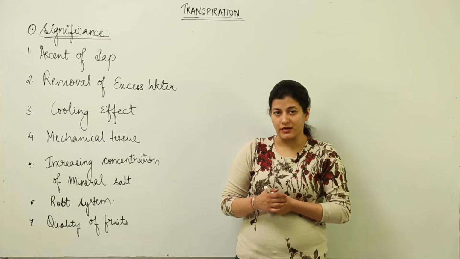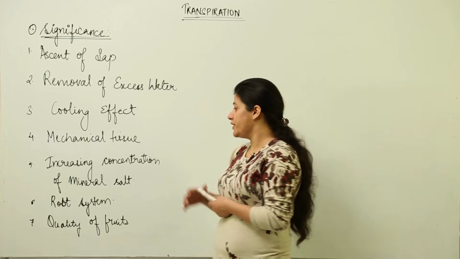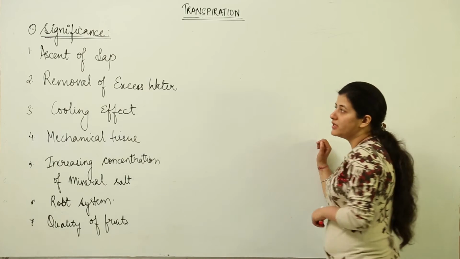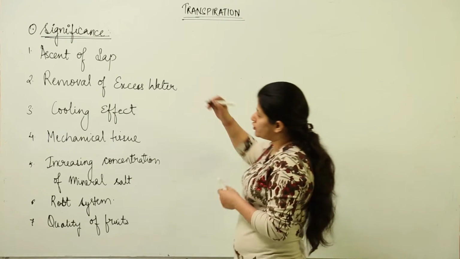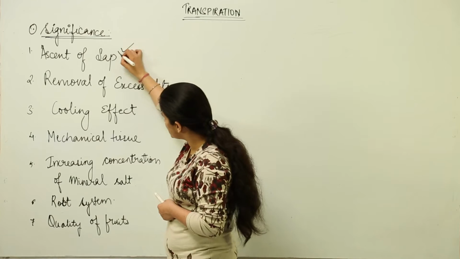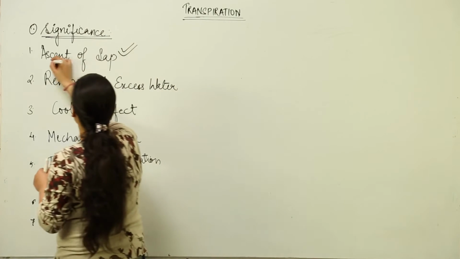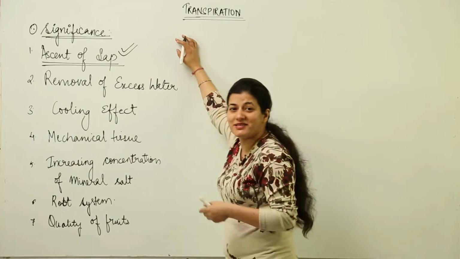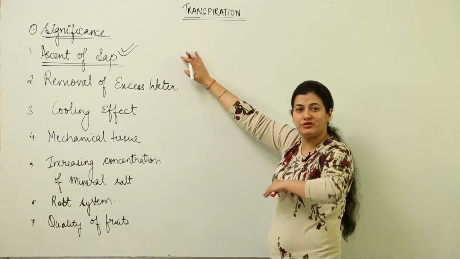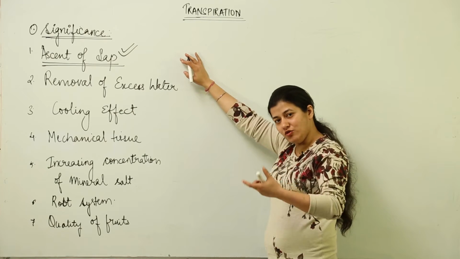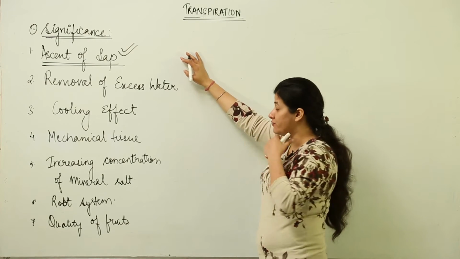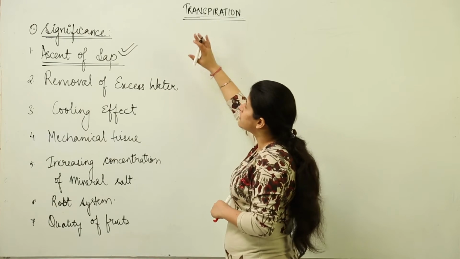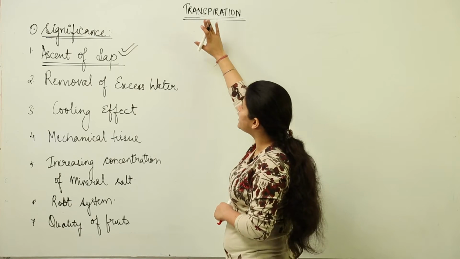Now let us talk about the significance of transpiration. There are 7 points that you have to keep in mind. The first and the foremost one is the most important, and we are going to dedicate a good amount, 2 or 3 lessons, to understanding this ascent of sap with respect to root pressure and the movement of sap above the plant, how the plant meets its water requirements. So the important role is being played by transpiration.